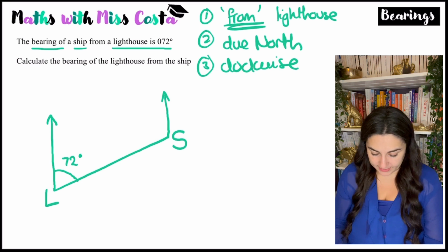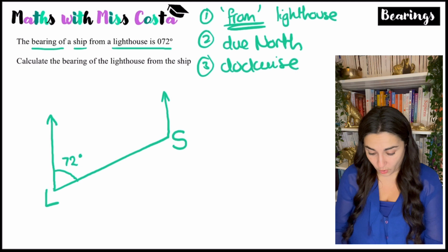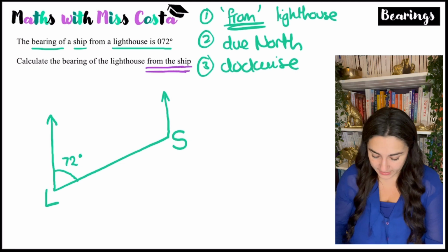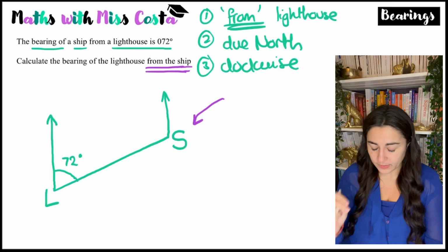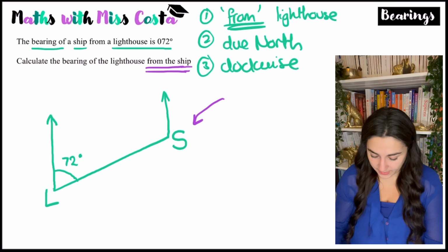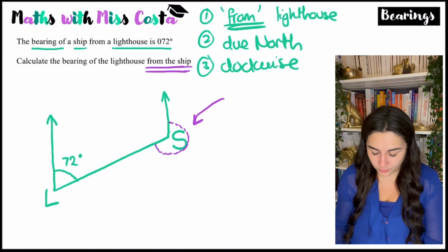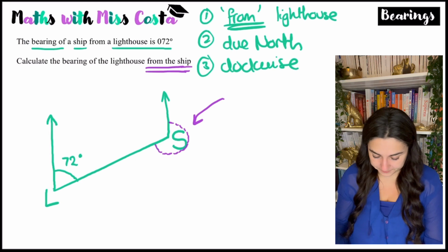I need to calculate the bearing of the lighthouse from the ship. So remember, you always start your bearings from where it says from. So the ship is over here. You always start from due north, and you always go clockwise. So you're going to go around until you reach the line. So this is the angle that I need to work out for the bearing.